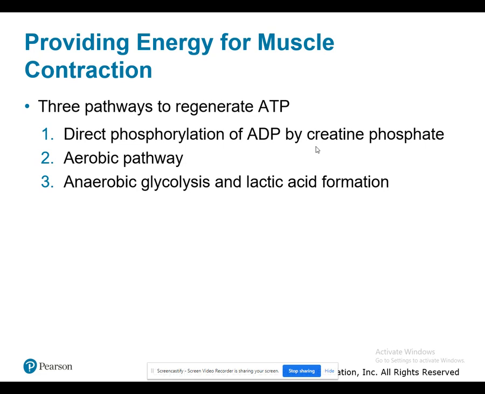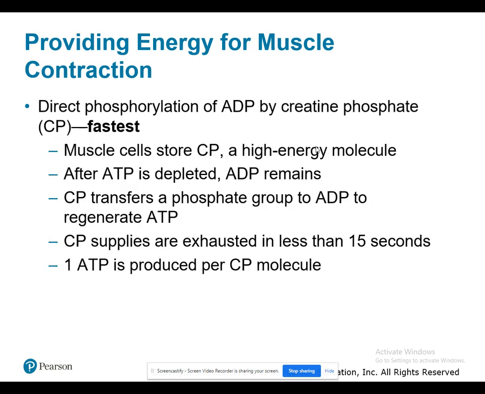The second way is the aerobic pathway, which is what you guys learn in biology as aerobic respiration. And the last one is anaerobic glycolysis or lactic acid formation. So let's go through each one of these step by step.